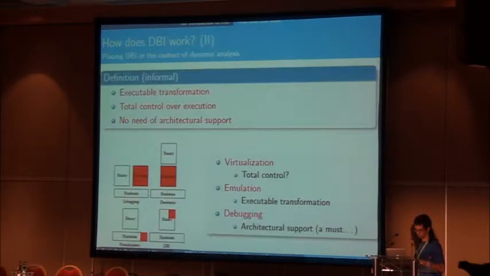Okay. So an informal definition of where DBI stands in the context of dynamic analysis. DBI gives us an executable transformation, total control over the execution of the binary, and we don't need architectural support. In contrast, virtualization doesn't have total control over the binary. With emulation, it doesn't give us a real executable transformation. And with debugging, we need architectural support.